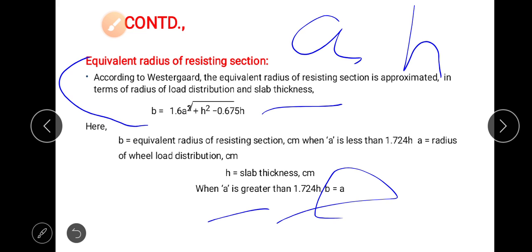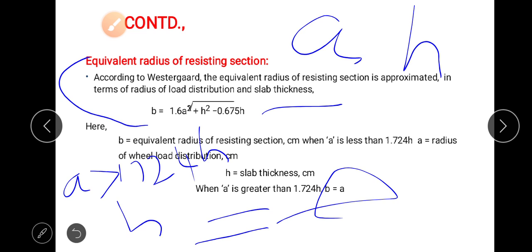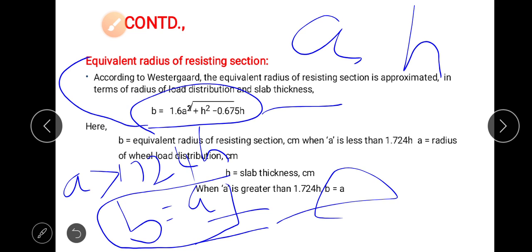That is important. When A is greater than 1.724 times the thickness, then B is equal to A. That means radius of the resisting section B is equal to radius of the loaded distribution area. Whereas if A is less than 1.724 H, then you have to use this formula to find out the equivalent radius of the resisting section.